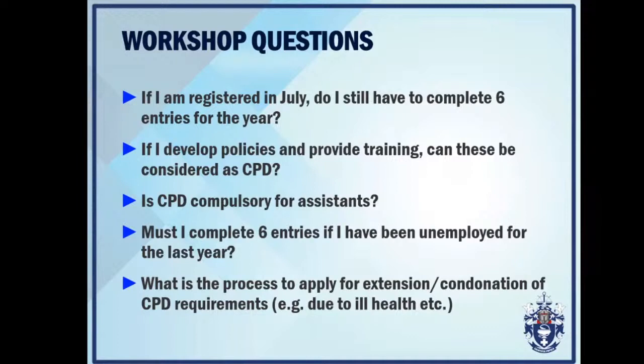So we have one here that is asking, if I am registered in July, do I still have to complete 6 entries for the year? If I became a pharmacist, or I am a registered pharmacist but was non-practicing, and in July I say now I want to be practicing, or I only get registered on the 1st of July, what happens to me? Am I still required to complete all the 6 CPD entries for the year?